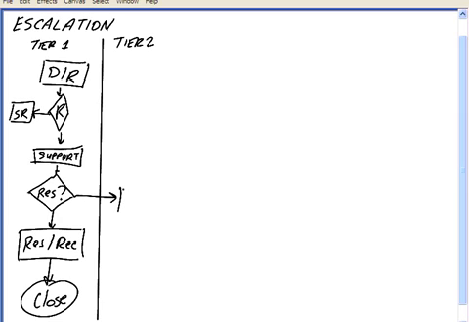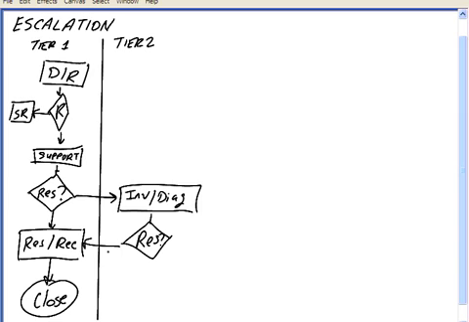So once we go to this Tier 2, it's the Tier 2 personnel that are involved in investigating and diagnosing the problem or the incident. Now, if this is resolved, we'll just put RES. If this is resolved, then we go back over here to that resolution and recovery process and closure. If it's not, we'll just put no, and this should be no here. If it's not resolved, then we're going to go to our third line support.